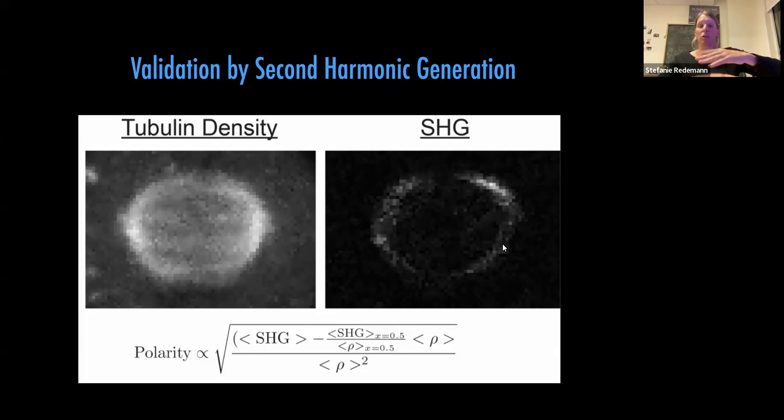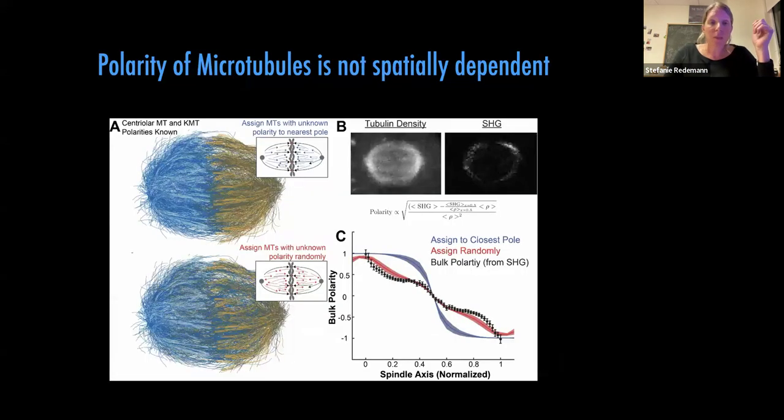If two microtubules are parallel, meaning they have their plus end at the same side, the signal will amplify and we will see a bright signal. And if they're antiparallel, the signal will be canceled and it will become dark. If you have an image of overall tubulin in the spindle and the second harmonic, you can use this to calculate a polarity profile along the spindle. If you plot the polarity profile, you can see that the second harmonic image gives you this type of polarity profile.